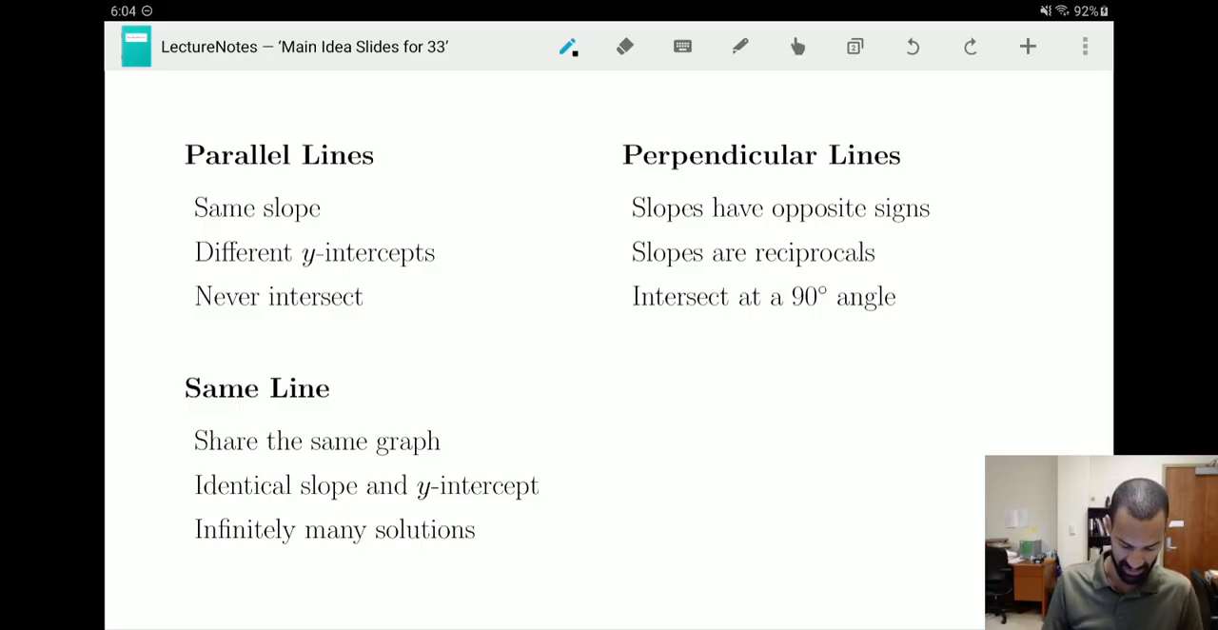Okay, and then last, same line. They share the same graph, right? If it's the same line, they have the same graph. The slope and the y-intercept are identical. So therefore you have an infinite number of solutions because they intersect everywhere.